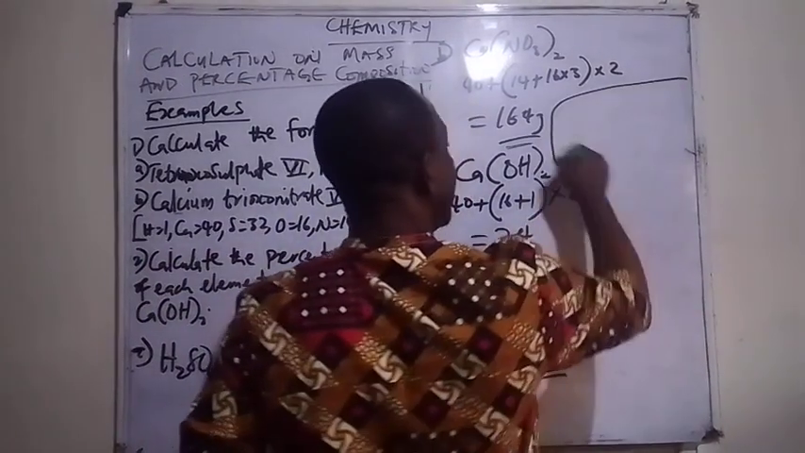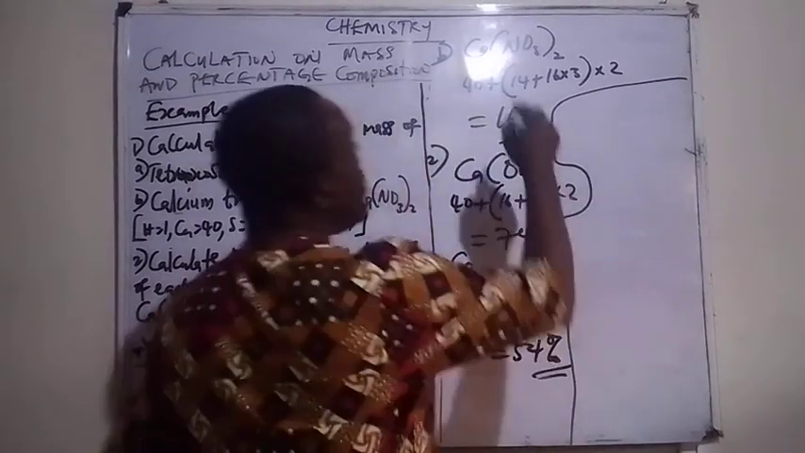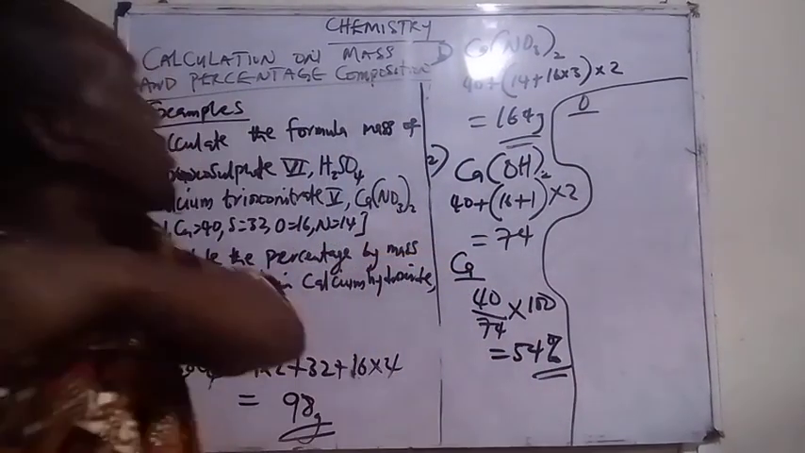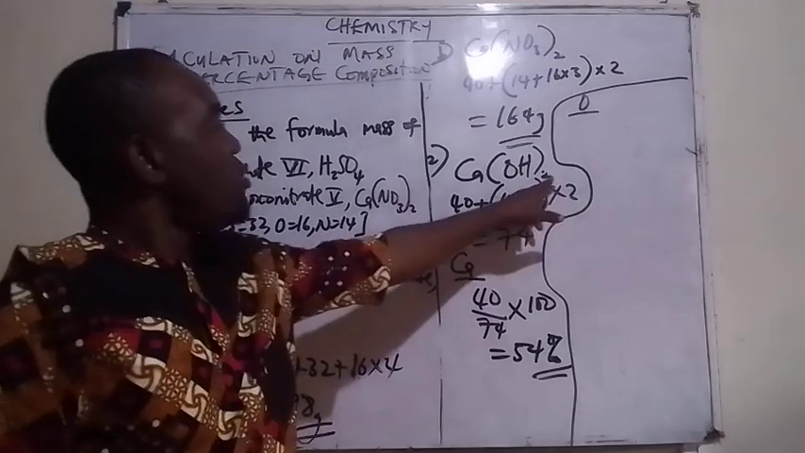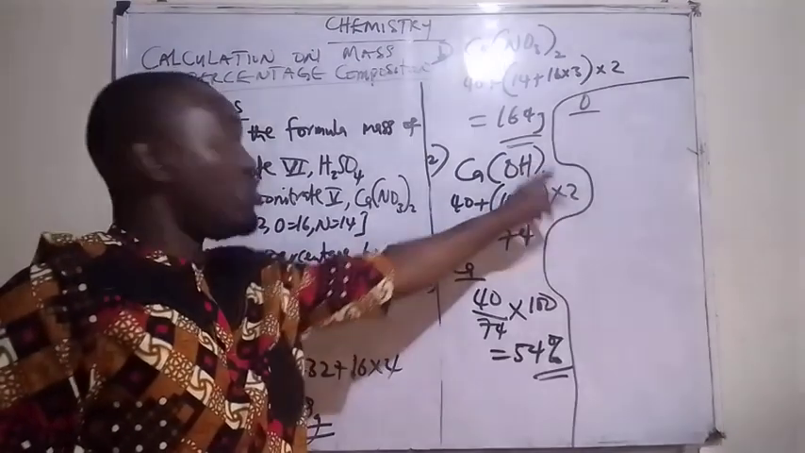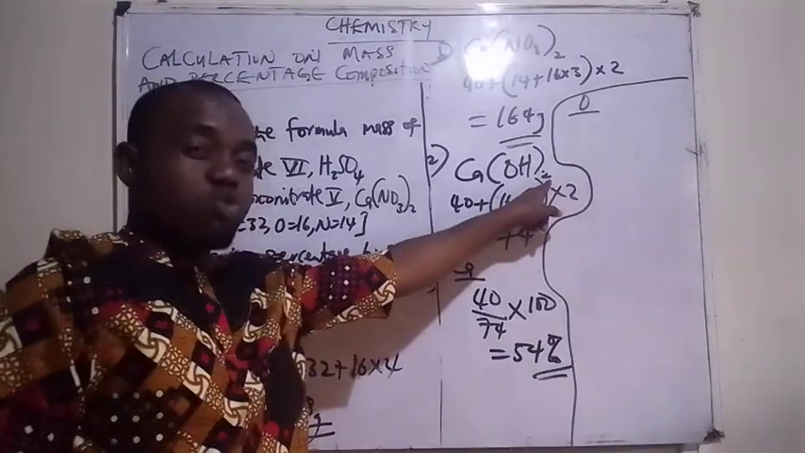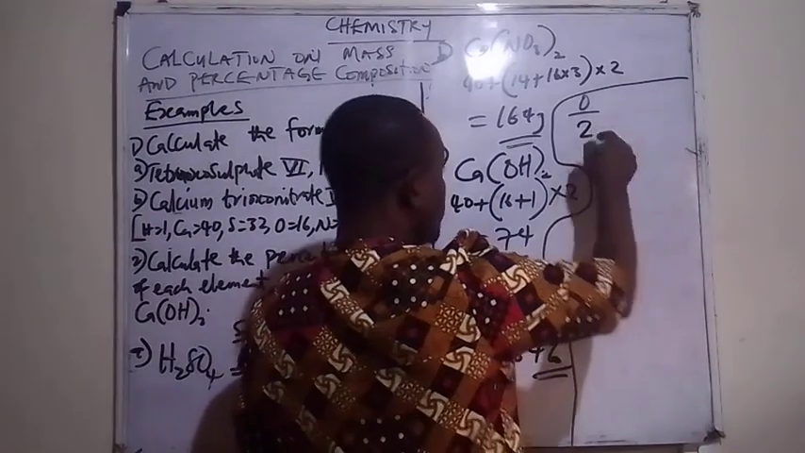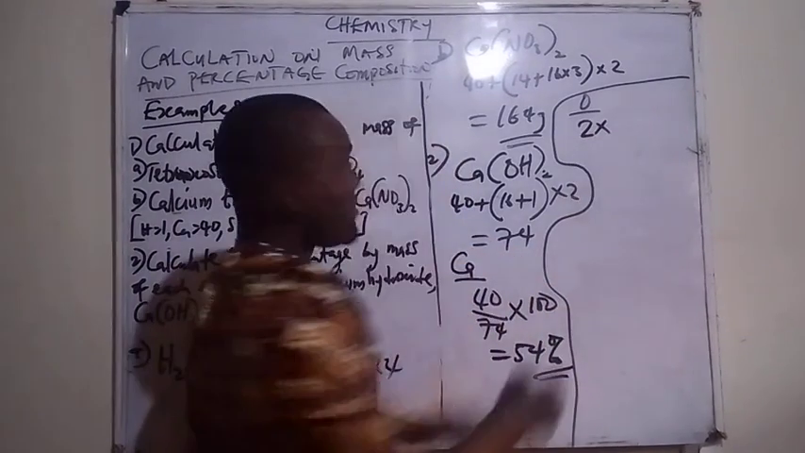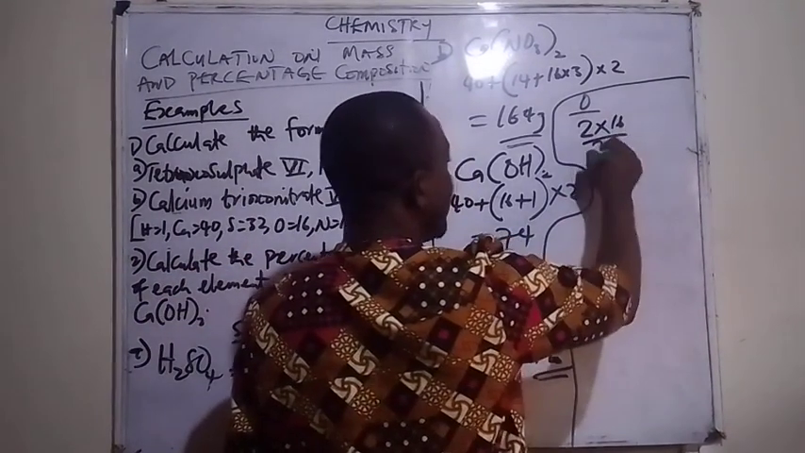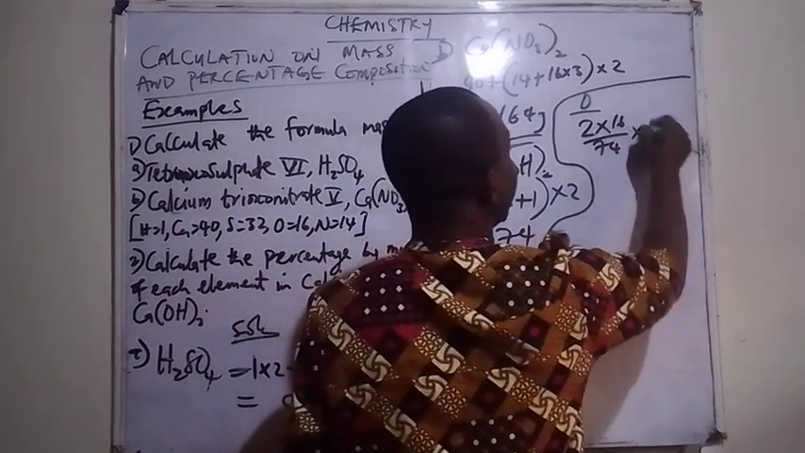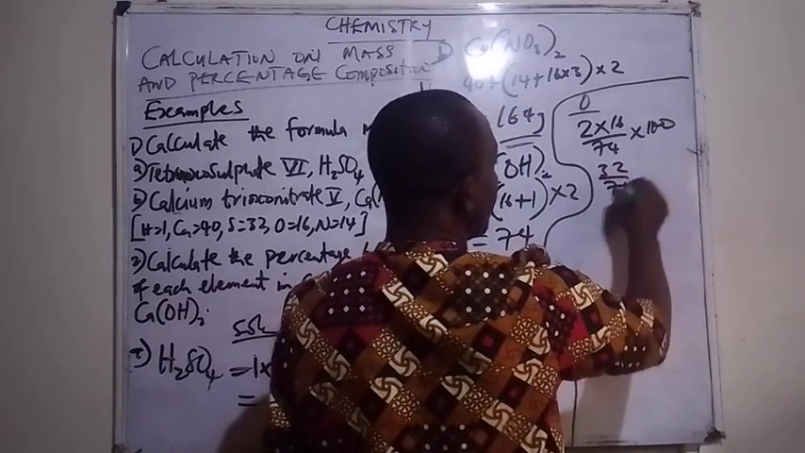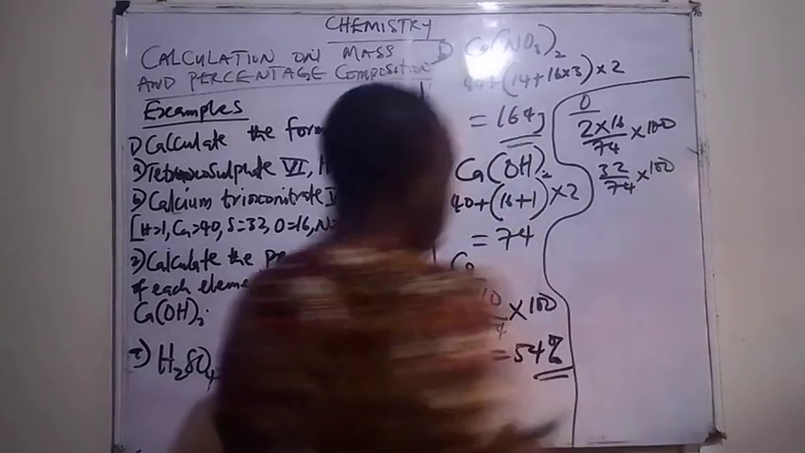We have considered that of calcium, so let's look for the other ones. Oxygen is there, so let's look for oxygen first. When you are calculating for oxygen, please check the formula. There is 2 multiplying it, so definitely this 2 must be reflected. So we now have 2 times oxygen, which is 16. 2 times 16 over 74 times 100. That is to say we now have 32 over 74 times 100. Do you get it now?